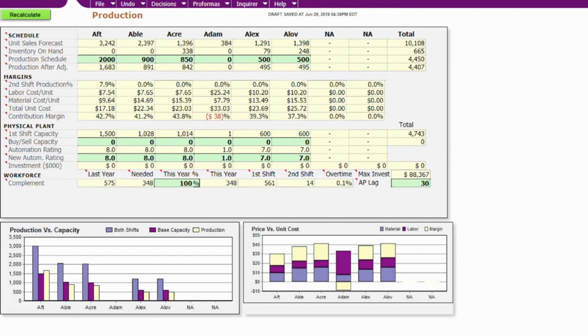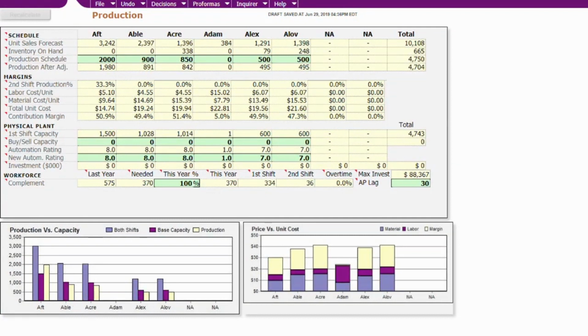For Able, we produced 1,500 units, 100 units more than the projected amount. We increased capacity by 300 units and automation from 8 to 9. For Eka, we ordered 1,000 units instead of 1,200 units because we had high inventory at hand of 338 units. We did not order capacity but improved automation from 8 to 9.